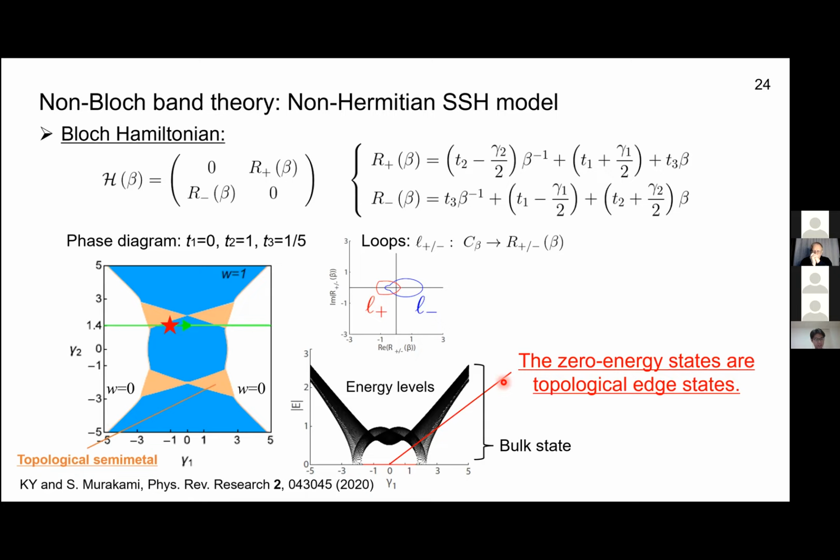So in this phase diagram, in the blue and white regions, the system is in the insulating phase. On the other hand, in the orange phase, the system becomes the gapless phase. And this gapless phase is the topological semi-metal phase studied in our other work. However, I omit to explain this topological semi-metal. If you're interested in this topological semi-metal, please read this paper.